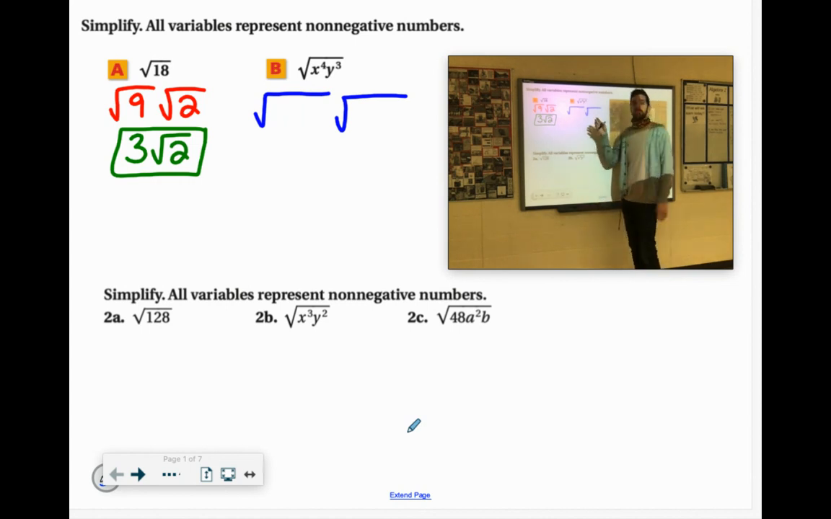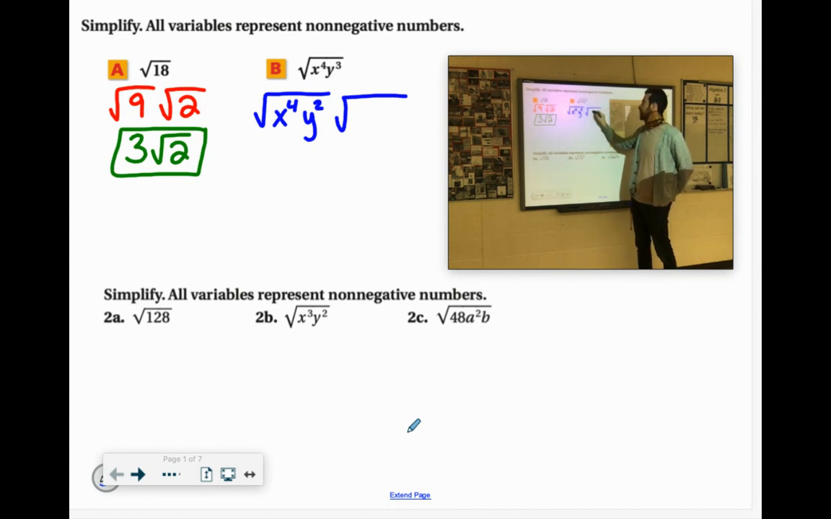Okay, it needs to be an even exponent to take a square root. So it needs to be a multiple of 2. So x to the 4th, hey, that's even. So we can put them all there. But y to the 3rd, oh no, that's odd. Well, what we can do is when it's odd, just bump it down 1, y to the 2nd, and then put the 3rd one in the leftovers.